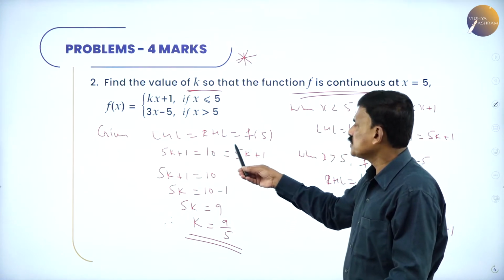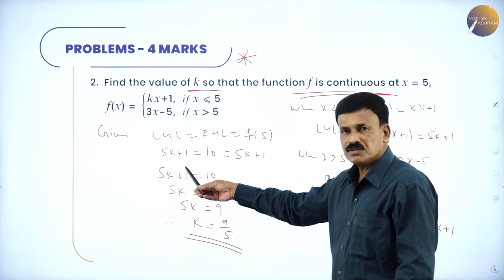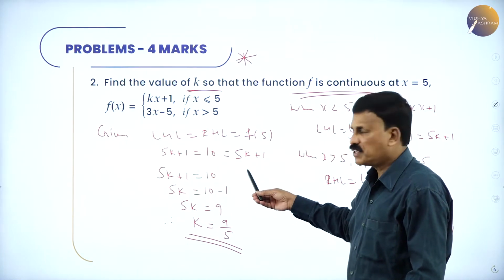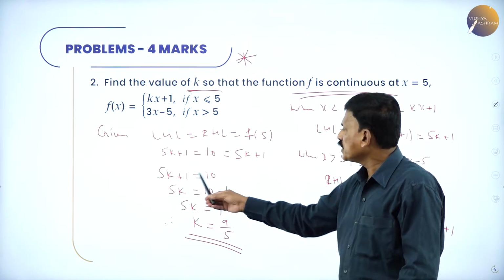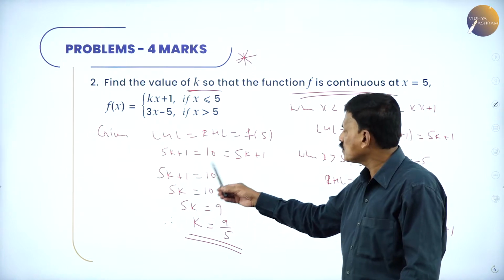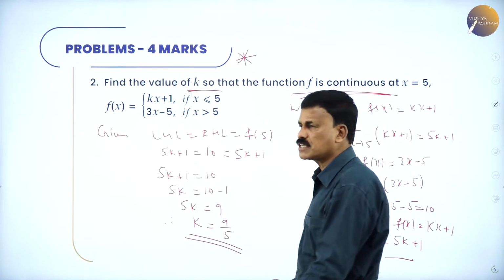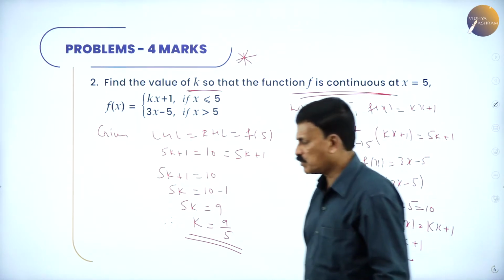See, left hand limit is equal to right hand limit is equal to functional value. Put left hand limit, what is left hand limit? 5k plus 1, right hand limit 10, functional value is 5k plus 1. Equate this first and second or second and last. 5k plus 1 is equal to 10, 5k is equal to 10 minus 1 is 9, k is equal to 9 by 5 is the required value. Followed? Very easy and important problem.